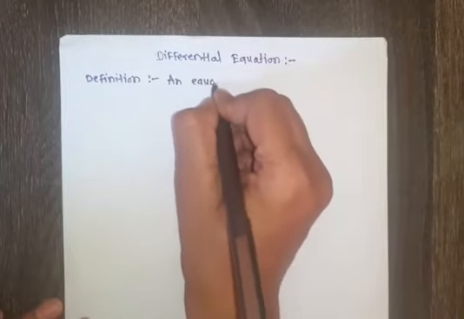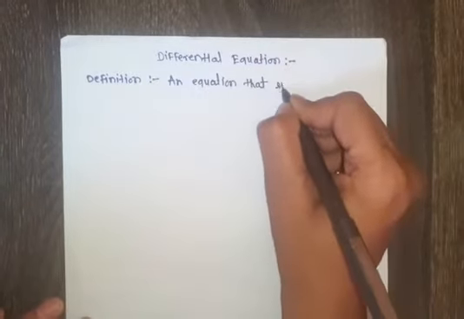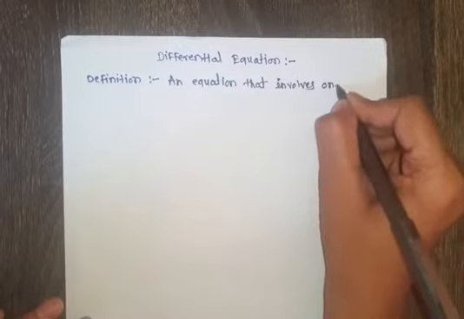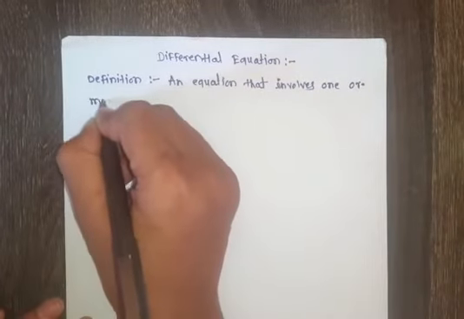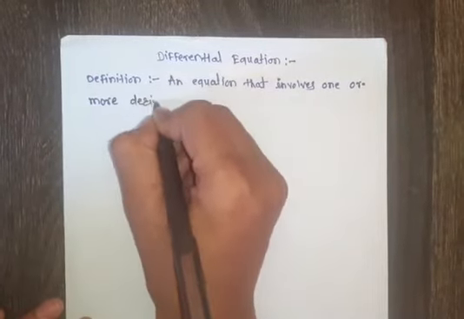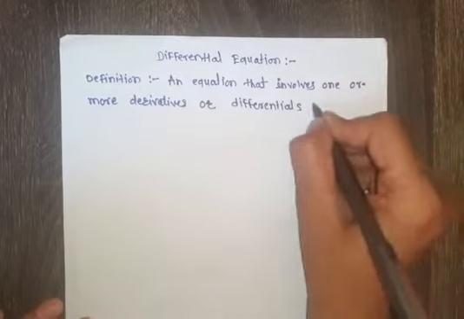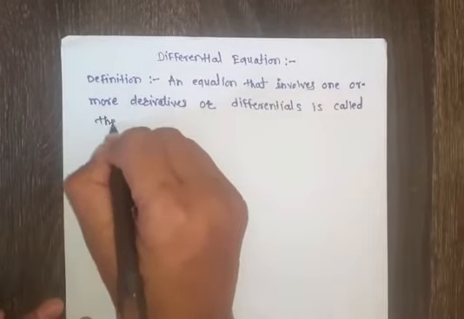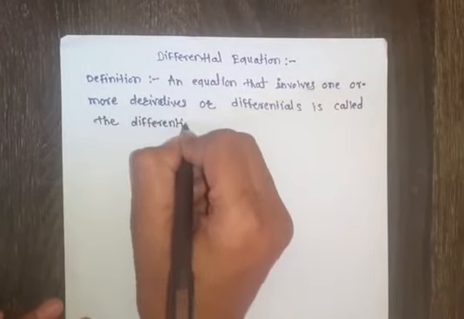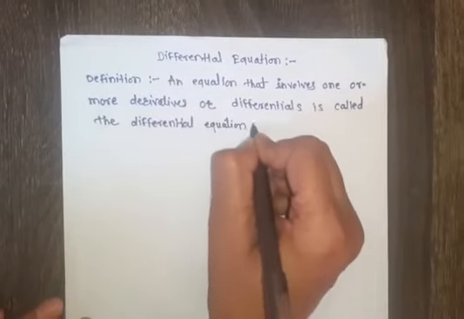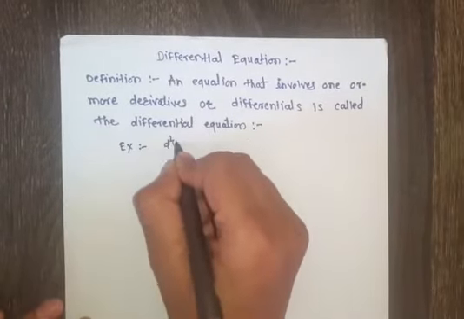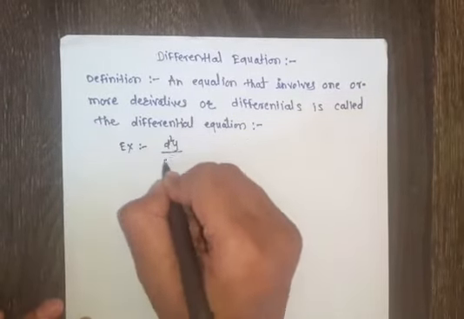Today we are going to learn differential equation. The study of differential equation is very important to solve the various engineering related problems. The definition of a differential equation: an equation that involves one or more derivatives or differentials is called the differential equation. The example of a differential equation is d2y by dx square plus dy by dx is equals to sin x.